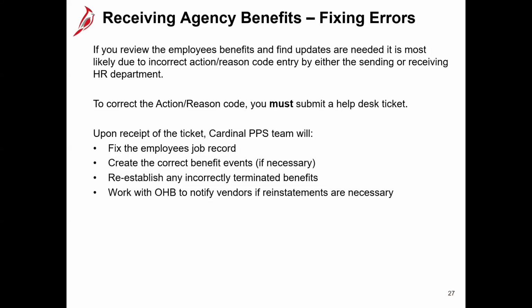Now, you're going to notice the list is a little longer here. Once it's gotten to the receiving agency portion, when you find out there's an error, we're going to fix the employee's job record. We're going to create the correct benefit event for the employee. We're going to reestablish any incorrectly terminated benefits. And then we're going to work with OHB to notify the vendors if necessary to reinstate the coverage on their system. So like Kelly said, if you can fix that error right away before we get to the benefits piece of it, it's a little simpler.